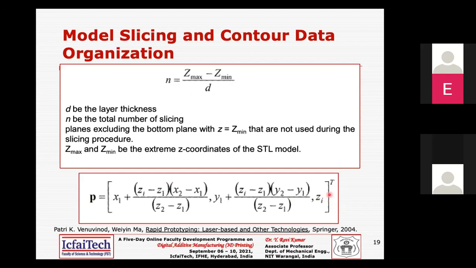So at that particular layer, you are going to get the slice intersection coordinates, the x coordinate and y coordinate. It's simple mathematics, simple geometry. It's simply the intersection of the plane with a triangle edge. So we can get the x coordinate as well as the y coordinate at that particular layer.